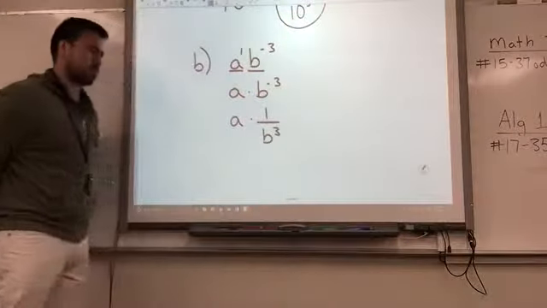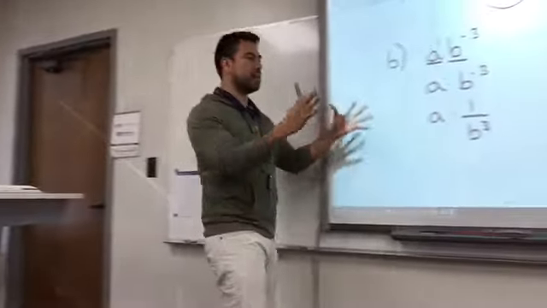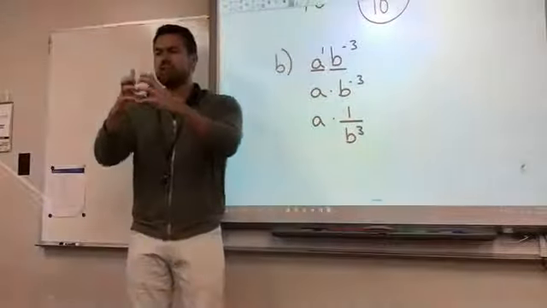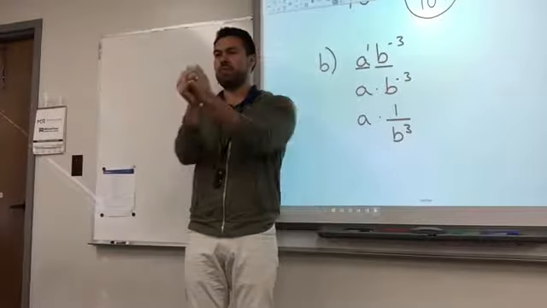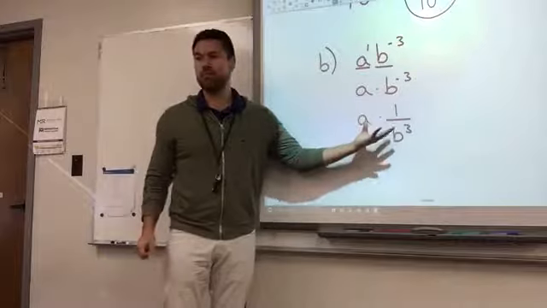1 over b to the third, or 1 over b cubed, right? You guys see that? And then how do I finally combine these back together? It's like you separate them, change one of them, and bring it back together. So how would I bring these back together? Because that is not simplified form.